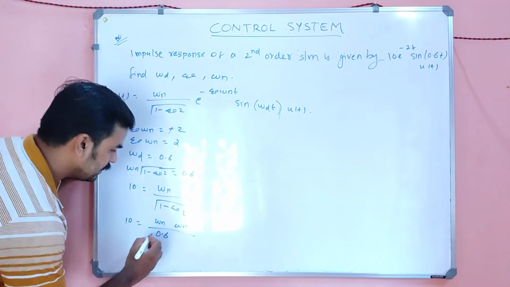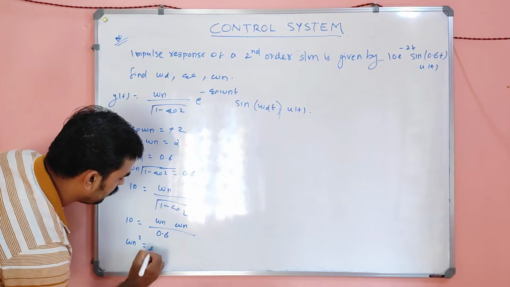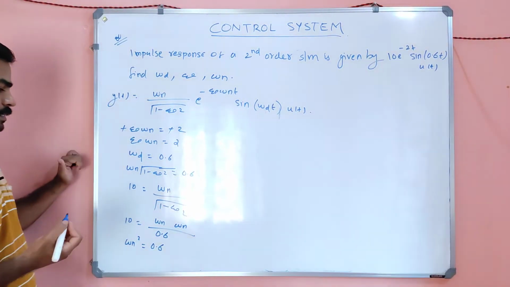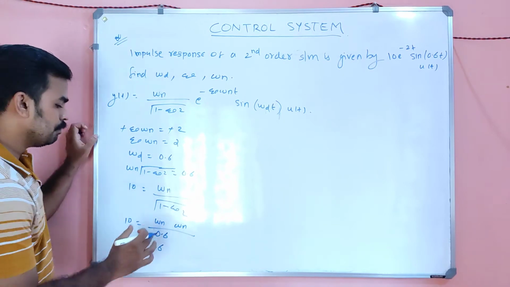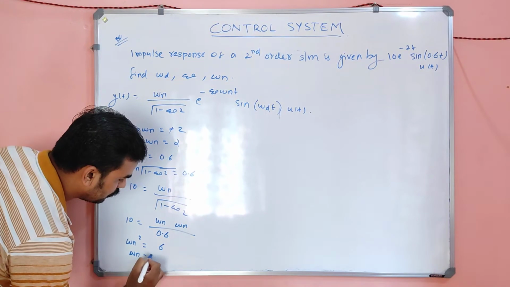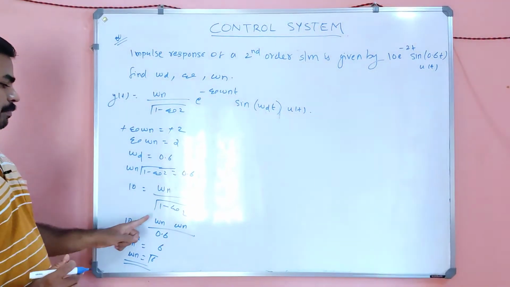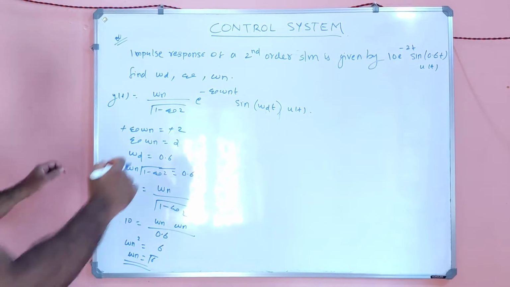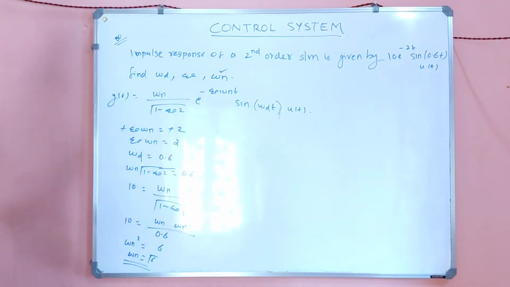Omega n goes outside, so omega n square will be equal to 10 into 0.6, which is simply 6. So omega n will be root 6. So you got the value of omega n. Next, theta.